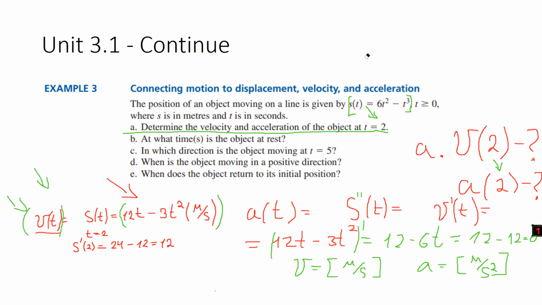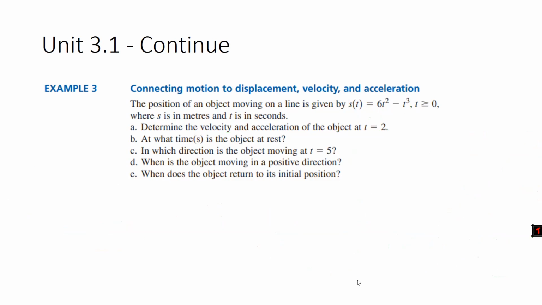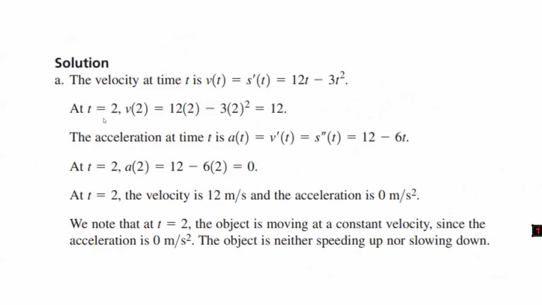So, next step for us. B. Here is the solution for A, just in case. Okay, so let's check. Indeed, velocity was 12 and acceleration 0. So we are correct.